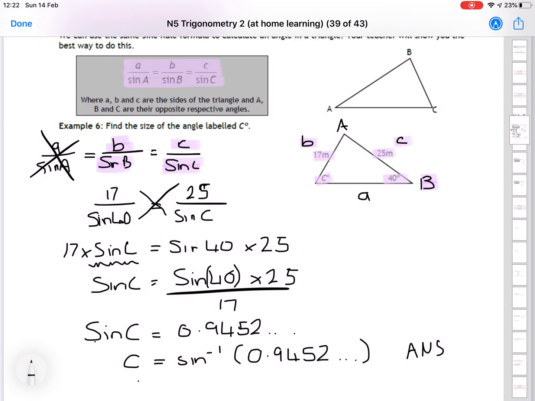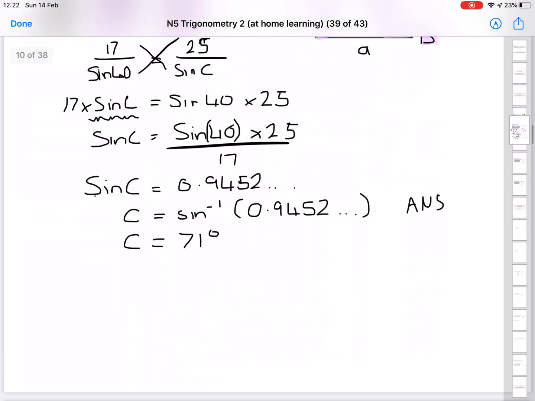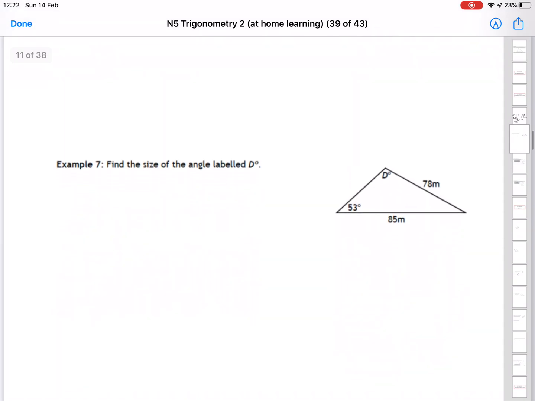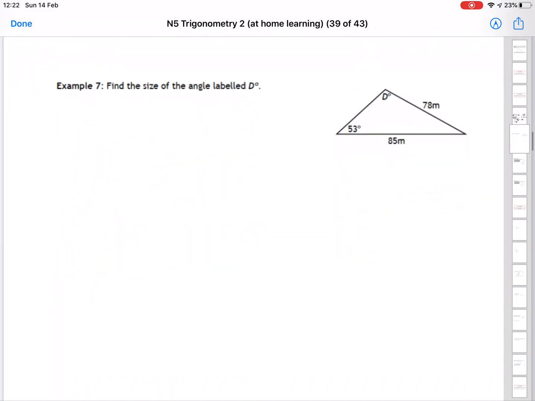So that's really important. So here for your answer, when we round it, we're going to go for 71 degrees for that angle there. Okay, so very similar working to finding a side. It's just that last step of using inverse sine of your answer to get the angle. So very, very similar to the last lesson. So let's do a second example of this again. So example 7, find the size of the angle labelled at D.